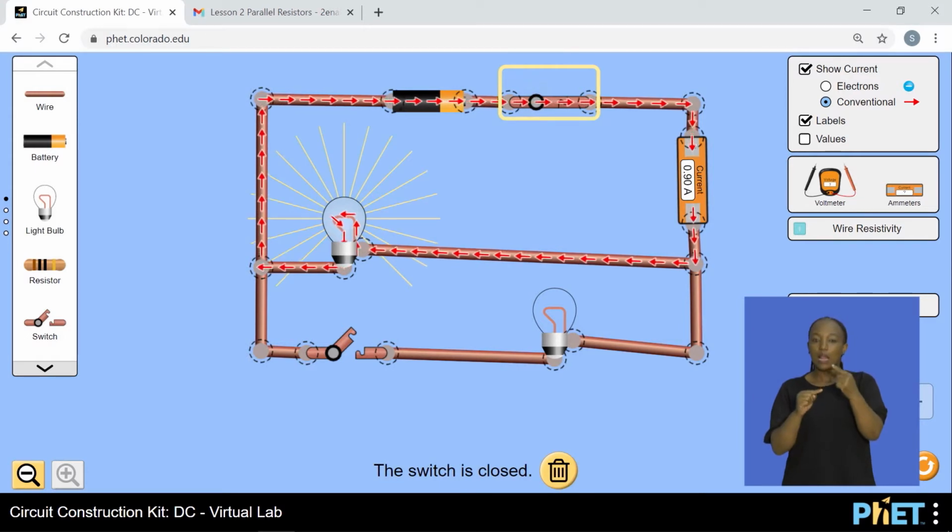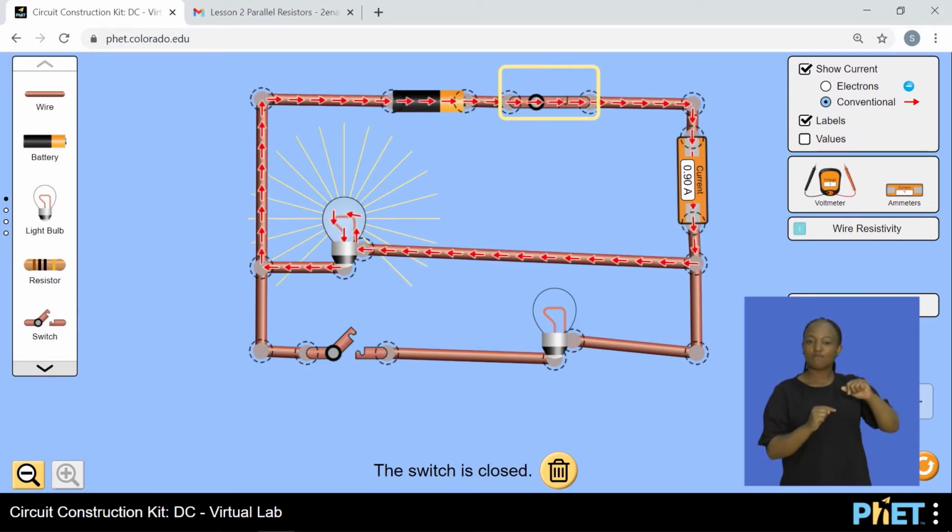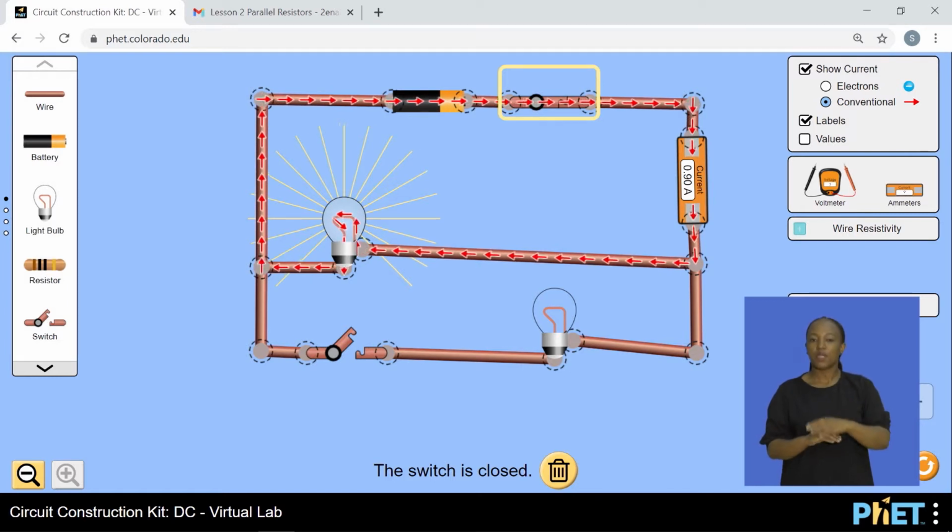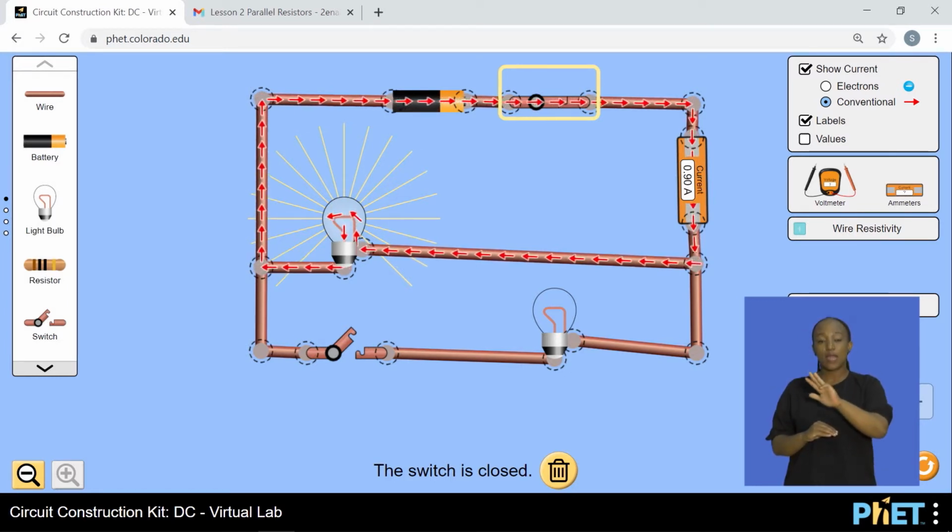So if we complete the circuit, there is our conventional current flowing from the positive terminal to the negative terminal. The reason why there is no current in the other light bulb is because that part of the circuit is broken. It's not complete because the switch is actually open. Now, what does that 0.9 ampere of current mean?